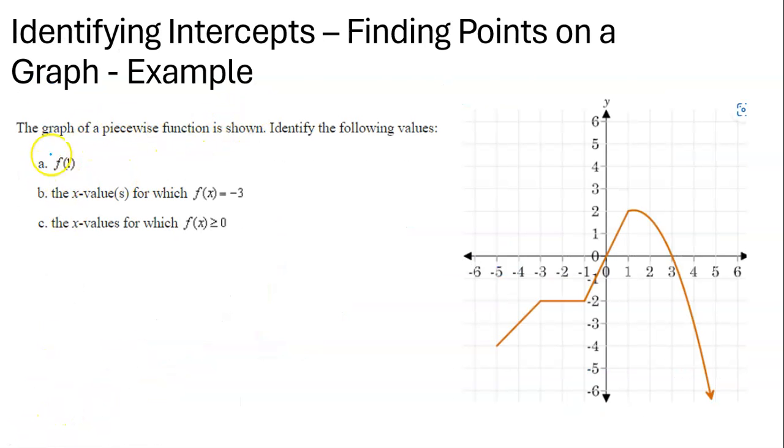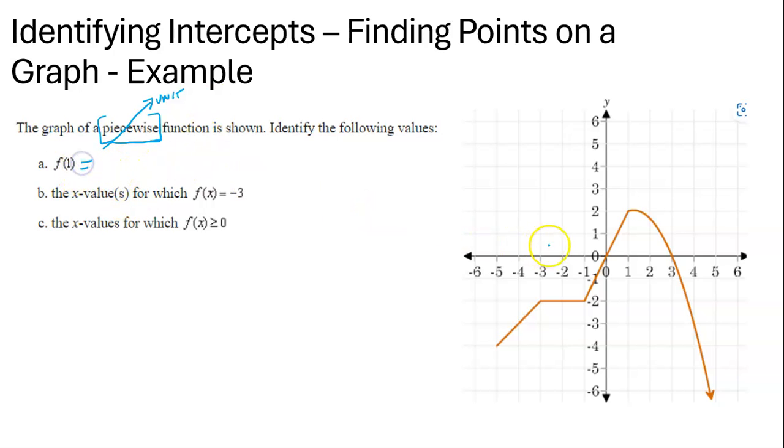All right, here's our example. It says the graph of a piecewise function. Side note, don't worry about this word right now. We have a whole unit on this, and it's like two units from now. I don't know why they're using this now when we haven't learned what a piecewise function is. Just chill about it, and we will keep on going. It doesn't really affect what we're trying to do. Okay. So it says identify the following values.